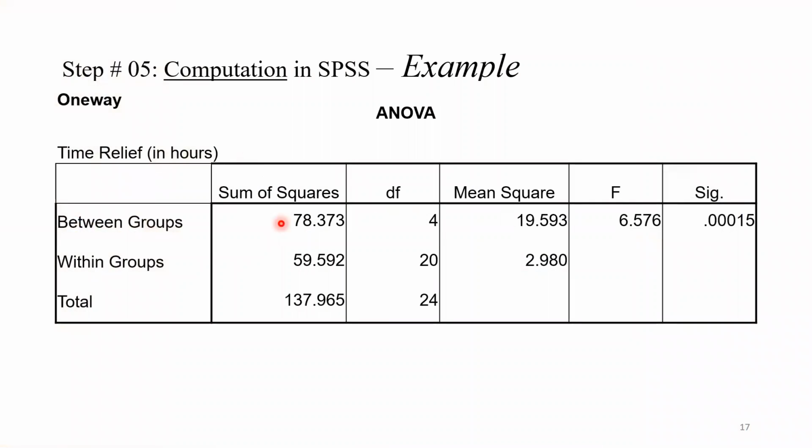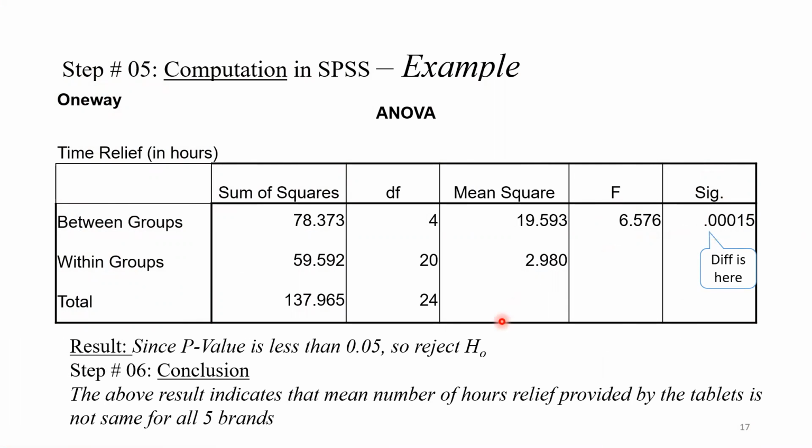When we run the analysis, we see this table in the output file, and this Sig is nothing but the p-value. Wherever you find it in the software, it is nothing but the p-value, and this p-value is less than 0.05. It implies that the mean number of hours of relief provided by the tablets is not the same for all 5 brands, or you can also say at least one of the tablets did not produce the same time relief as the others.